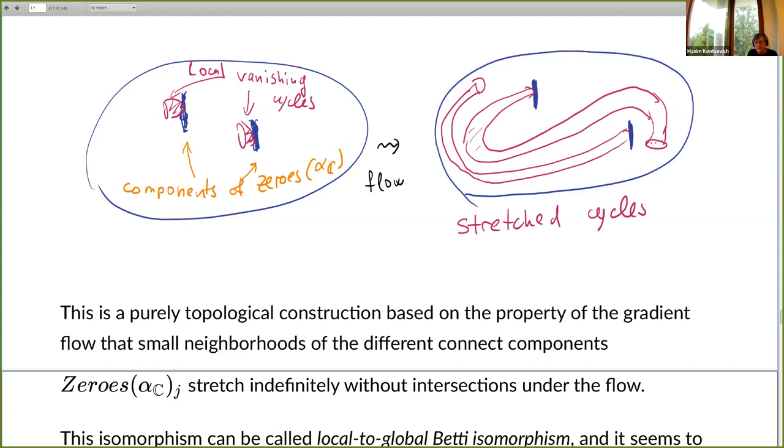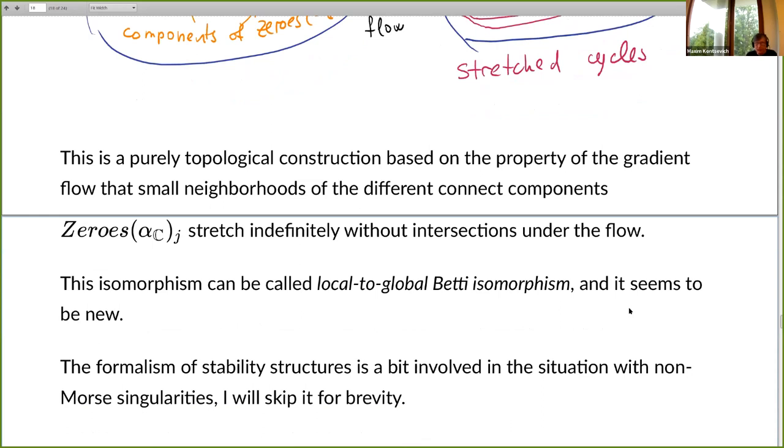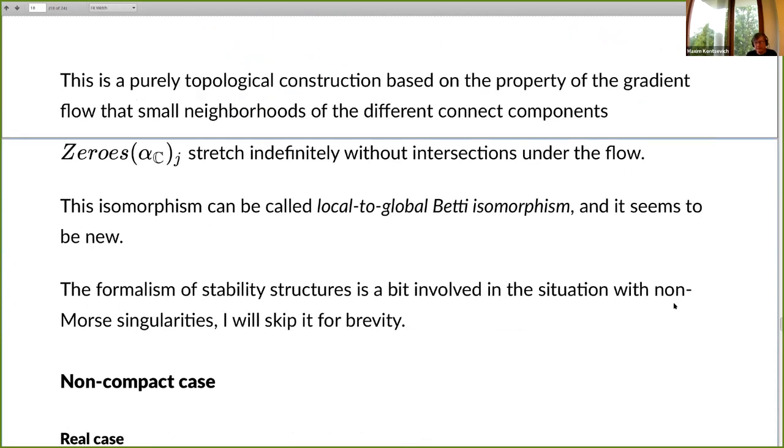Then you consider these stable and unstable manifold subsets. They're disjoint. That's it. I have just the disjointness of stable and unstable sets, and that's the only thing which I needed. And this is a local to global Betti isomorphism, and it seems to be new. It's my whole story. It's about this local to global Betti isomorphism. One can describe in a more general situation what the Lie algebra is, what the grading is, but let me skip it.